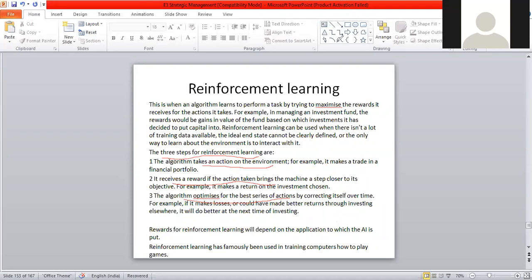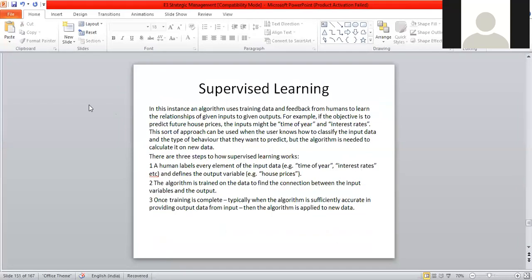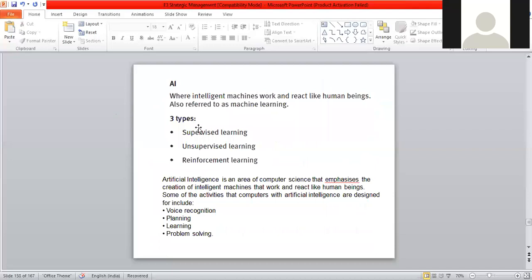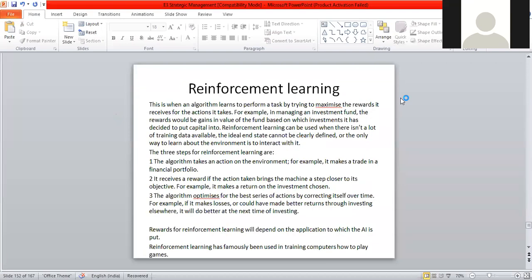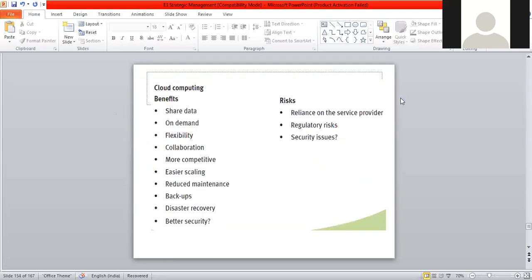So when we look at artificial intelligence, there are three types: supervised, unsupervised, and reinforcement, where intelligence is exhibited, but this is not by human beings, it is by machines. So that's called artificial intelligence.